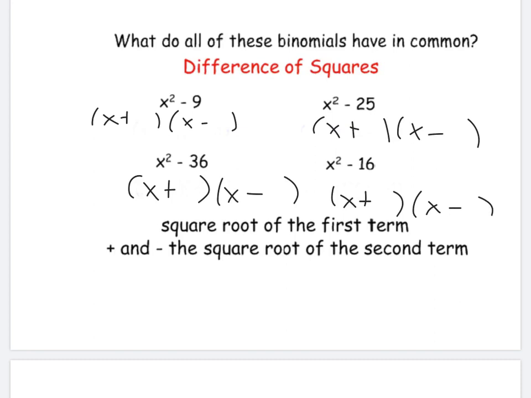Okay, and so the square root of x squared is always x. And then I have to look at taking the square root of the last term. The square root of 9 is 3, so it's going to be x plus 3 and x minus 3. The square root of 25 is 5, so it's going to be x plus 5 and x minus 5. The square root of 36 is 6, so it's going to be x plus 6 and x minus 6. And the square root of 16 is 4, so it's going to be x plus 4 and x minus 4.